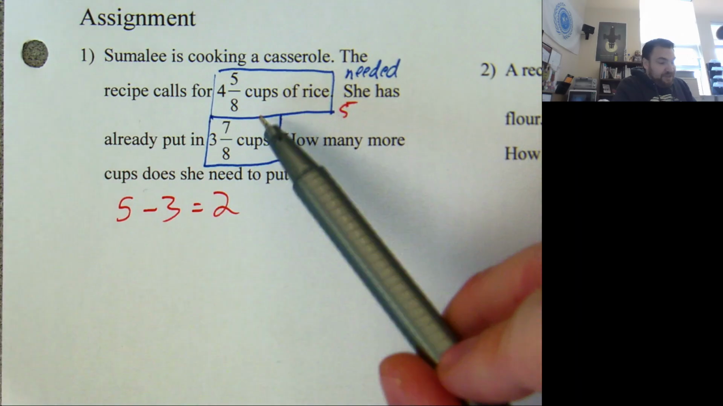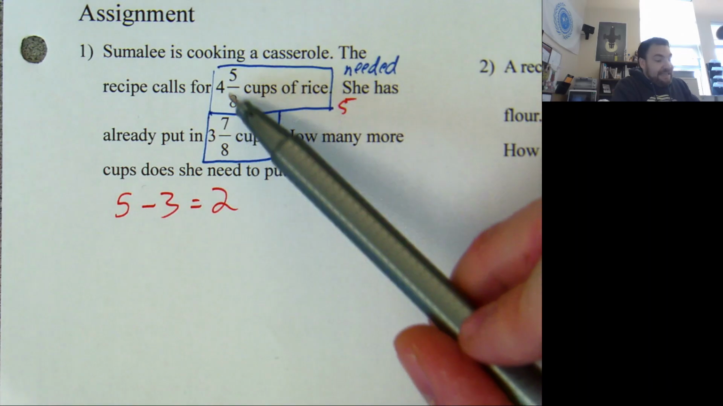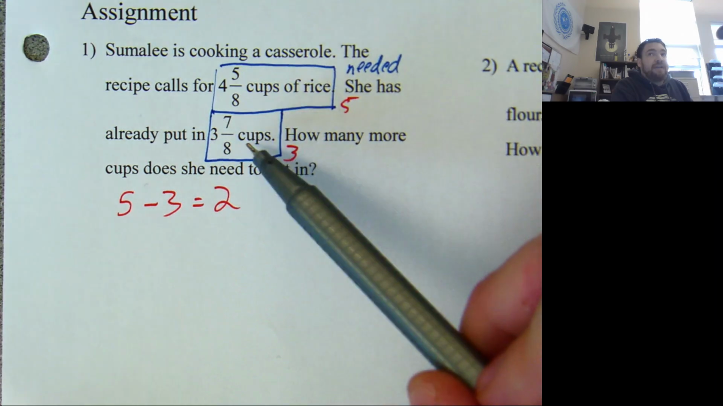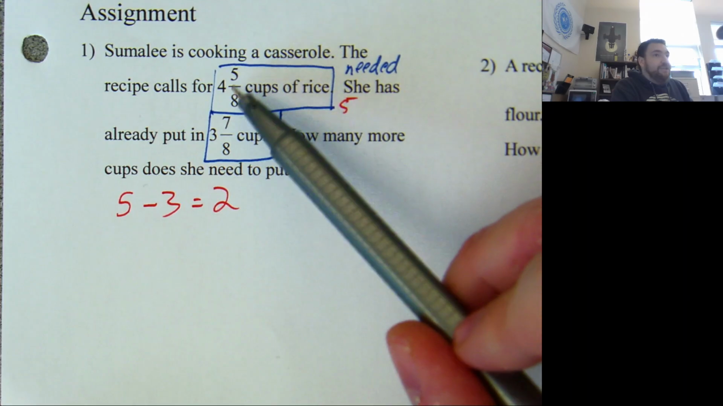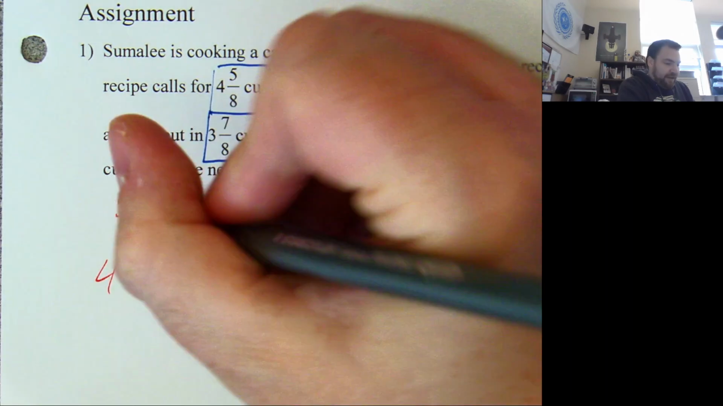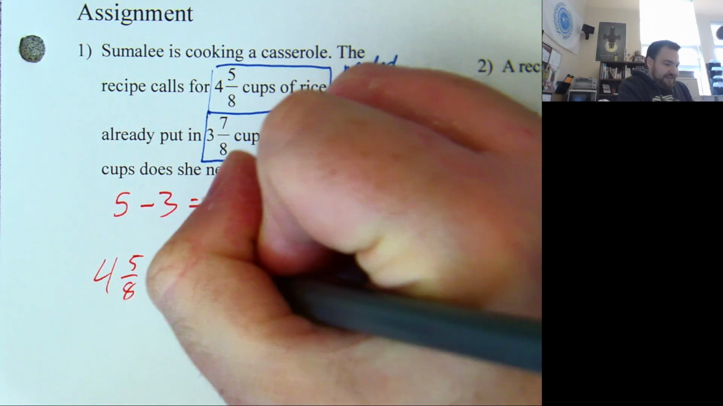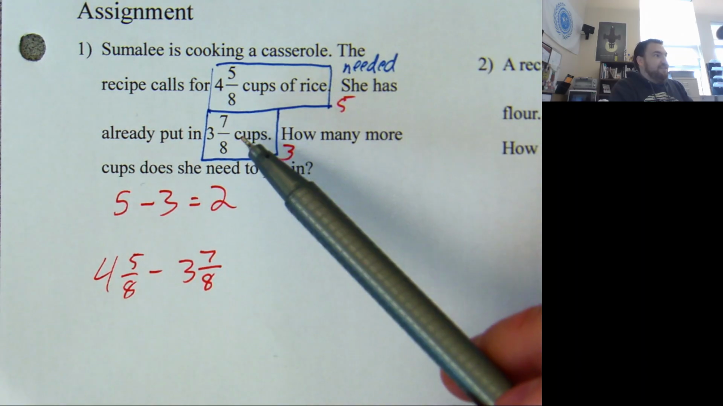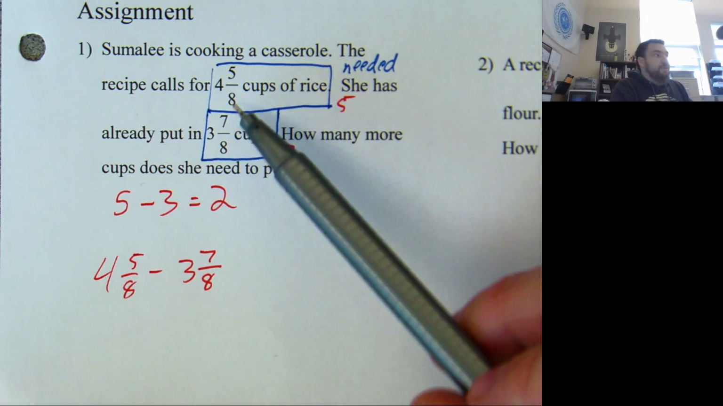So then this becomes the question: if I need this and I put in this, I'm going to do the same thing. I'm going to subtract what I've put in from what I need to put in. And then it becomes this, 4 and 5/8 minus 3 and 7/8. This is the problem with relying on your educated guesses or your intuitive wisdom, because the intuitive wisdom struggles with fractions in your head.